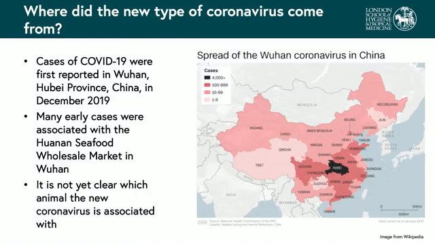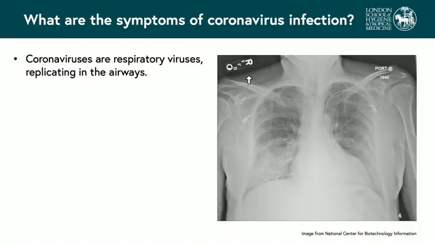The new type of coronavirus causes COVID-19, and cases were first reported in Wuhan, a city with a population of around 11 million and the capital of Hubei province, China, in December 2019. Many early cases were associated with the Huanan seafood wholesale market, but whether this was the site of the emergence is not yet clear. It is also not yet clear which animal the new coronavirus is associated with, though there have been data suggesting it is similar to those found in some bats.